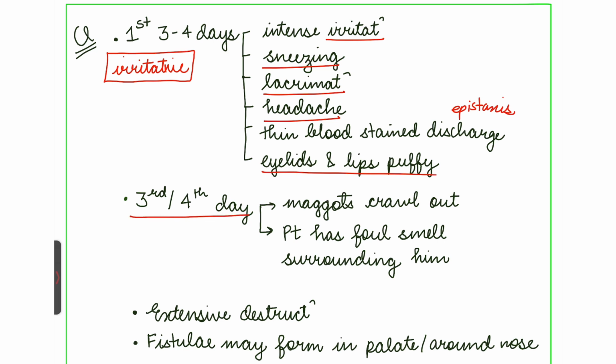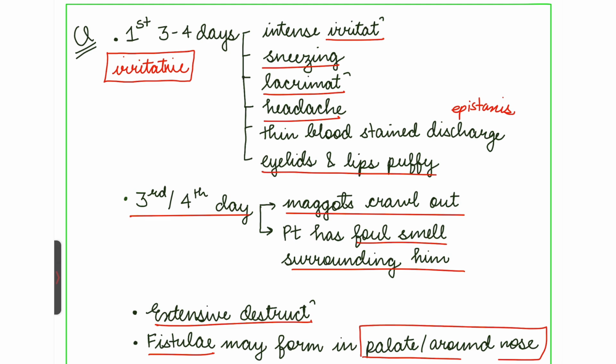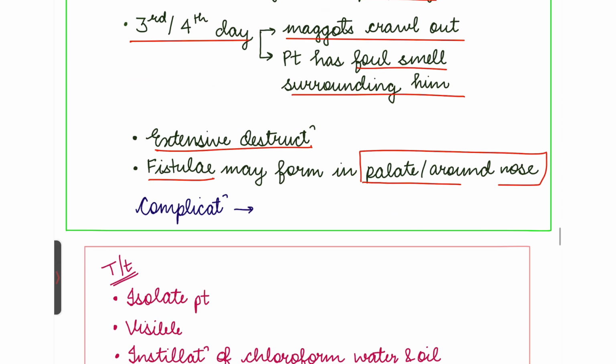Only as late as the third or the fourth day, the maggots will crawl out and the patient will have a foul smell surrounding him. Extensive destruction will occur and fistulae may form in the palate or around the nose. Looking at the complications, one of the important complications is meningitis, because this can cause death.